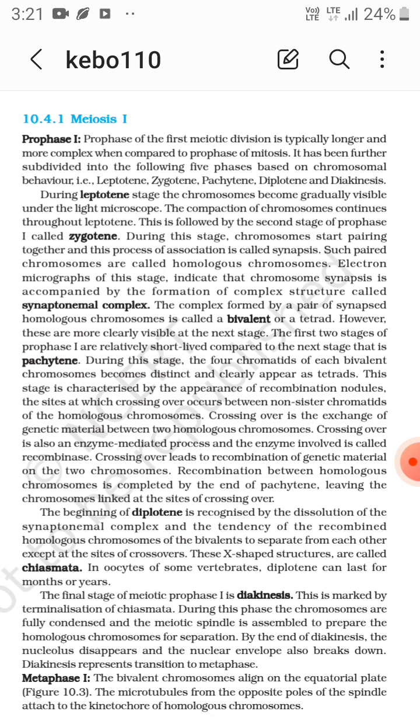This is followed by the second stage of prophase 1 called zygotene. What happens during zygotene? The chromosomes start pairing together, and this process of association is called synapsis. Such paired chromosomes are called homologous chromosomes.